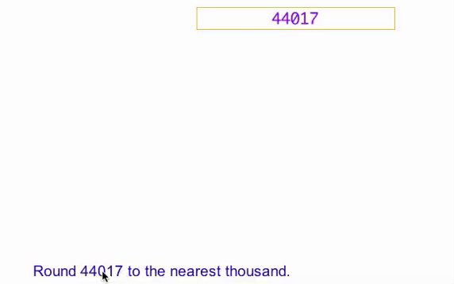Okay? So since this is 4 or lower, it's lower than 5. This 4 stays the same. So 4, 4, and then the rest becomes zeros. So we just change these two numbers to zeros. Like that.